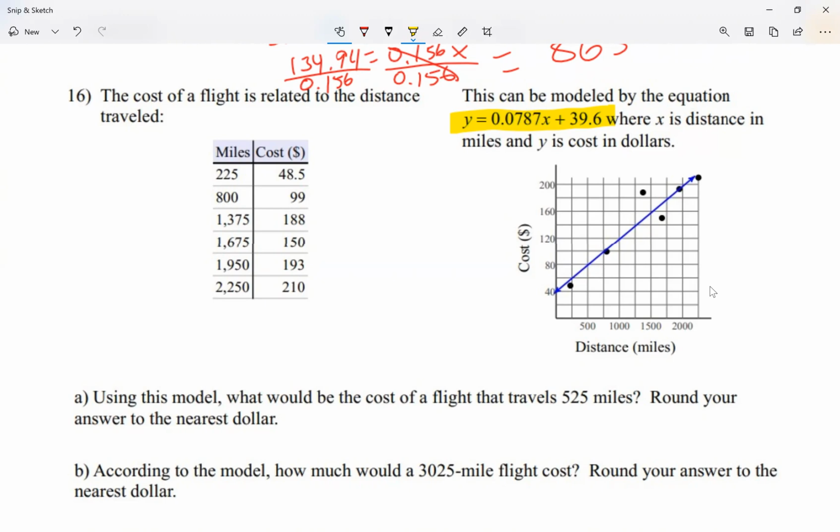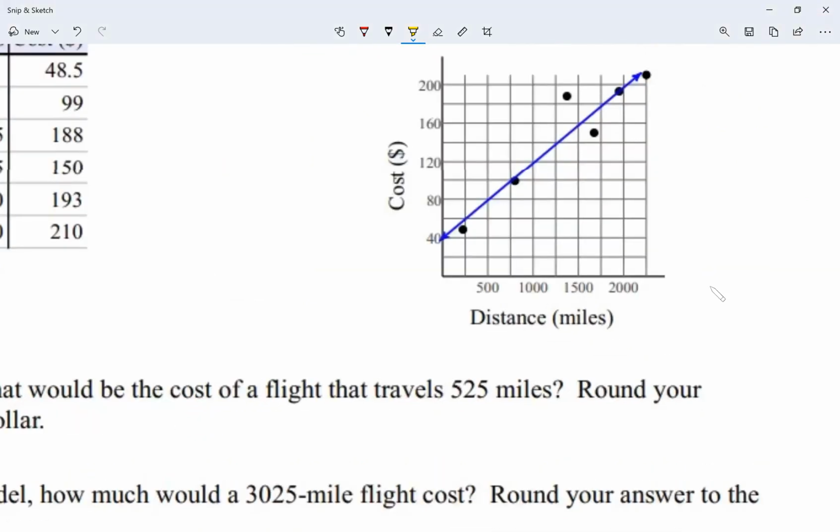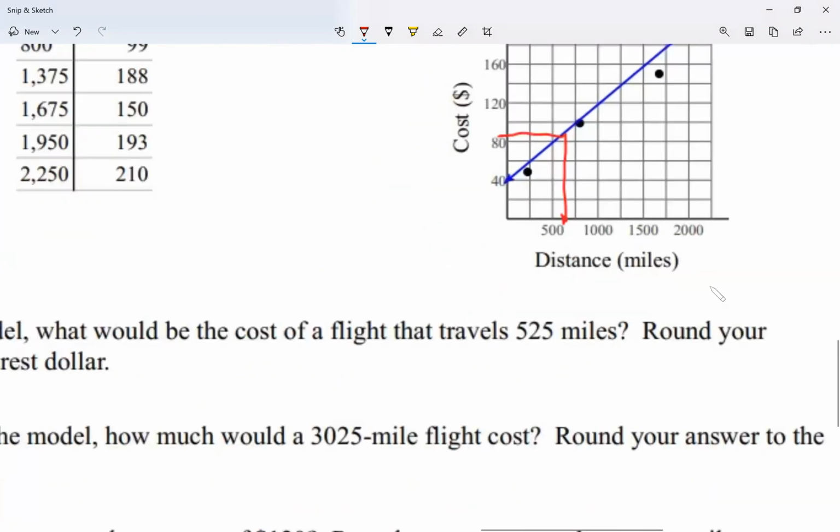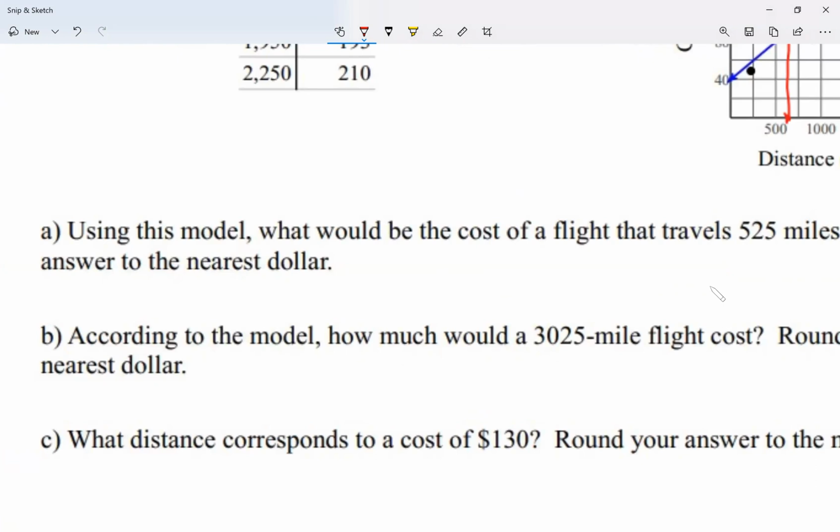So example A, it says, use this model. What will be the cost of a flight that travels 525 miles? Okay, 525 miles. That's a little more than 500, obviously. It seems like 550, probably it's about here. When I go up, okay, so more than 80. More than 80 sounds about right. Okay, keep in mind my graph is just an approximation, but more than 80 is what I'm expecting. So I have an idea what to expect.